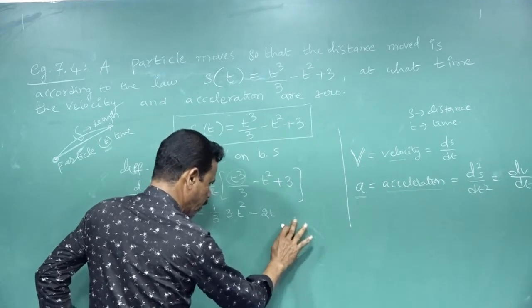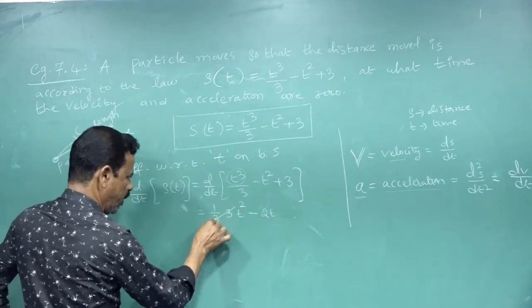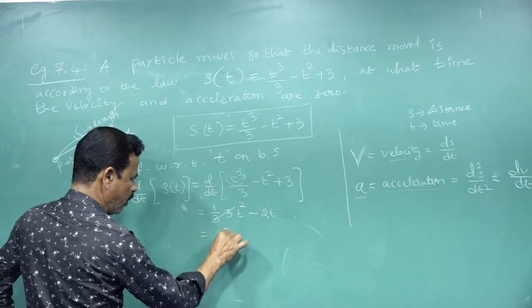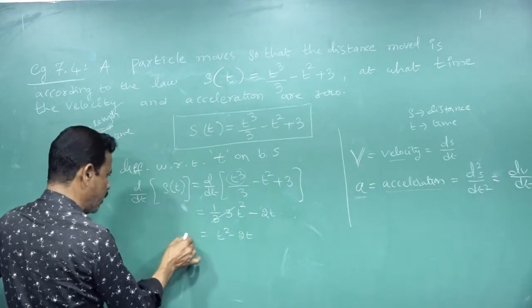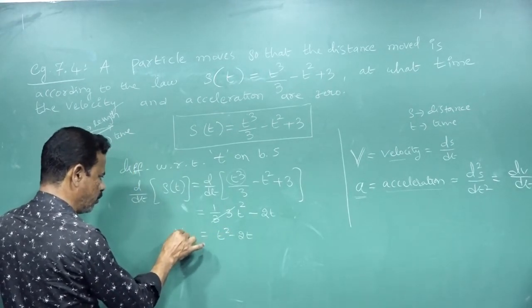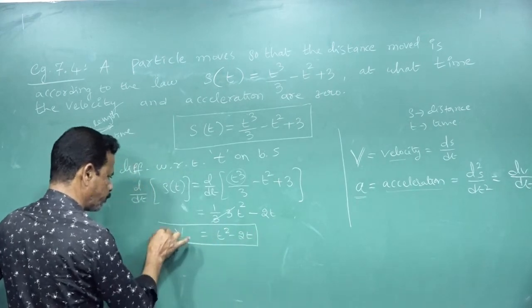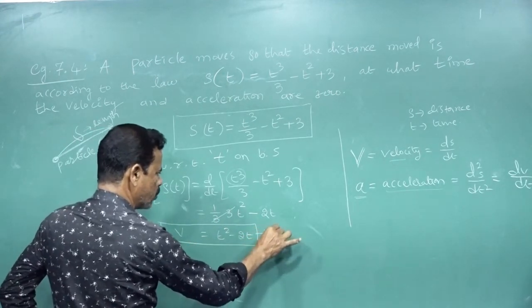No need of 0 here also. 3 cancelled. It is t square minus 2t. This is what velocity v is equal to. This is velocity.